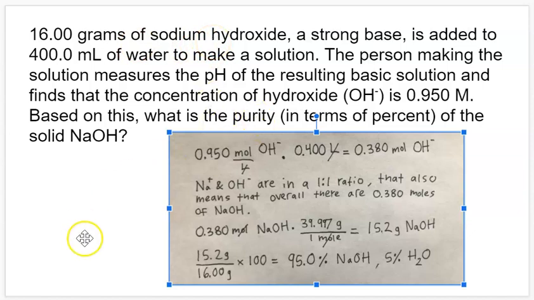And we were able to figure that out using the ratio of sodium hydroxide and knowing the concentration of hydroxide ions in the sample. And that is all for this one.